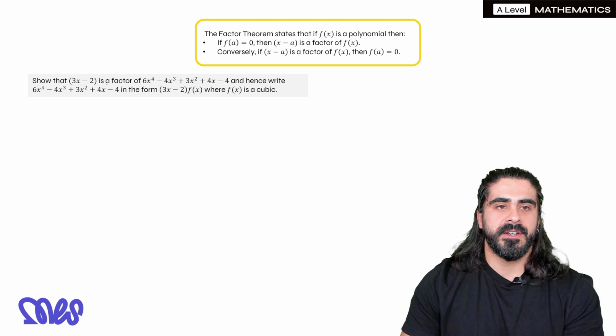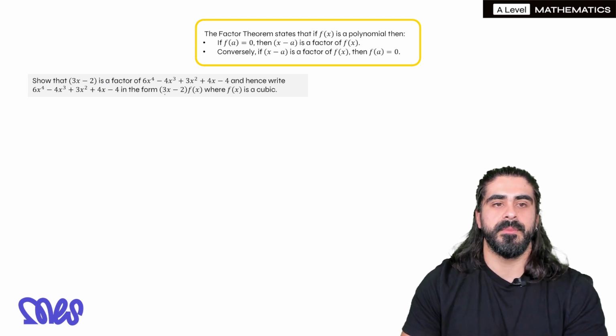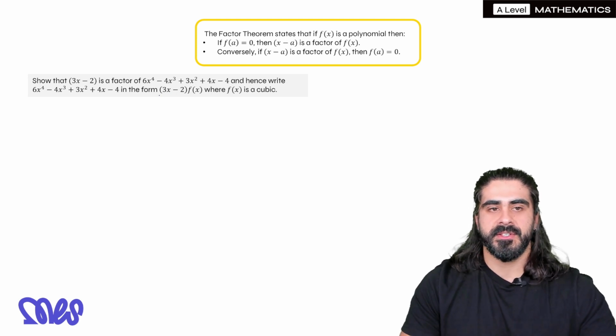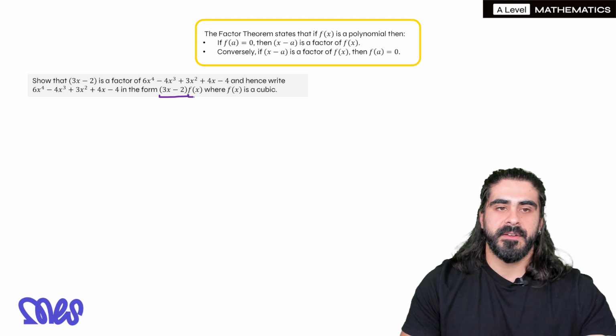So show that 3x − 2 is a factor of this quartic, and hence write this quartic in the form (3x − 2) f(x), where f(x) is a cubic. That makes sense. This is a linear term. If this is a cubic, they would multiply to give you a quartic.